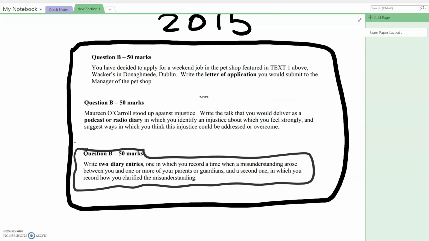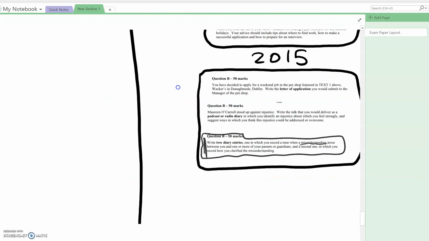You record the details of the day and the weeks running up to something. In this case, it's about a misunderstanding. So you'd have to talk about what the misunderstanding was, but then you also have to record how you felt about the misunderstanding, what you think about the misunderstanding, how you feel, what you're going to do about it, what you hope to see happens, your fears and your worries and your hopes. That's what marks a good diary entry, irrespective of the question that's asked.